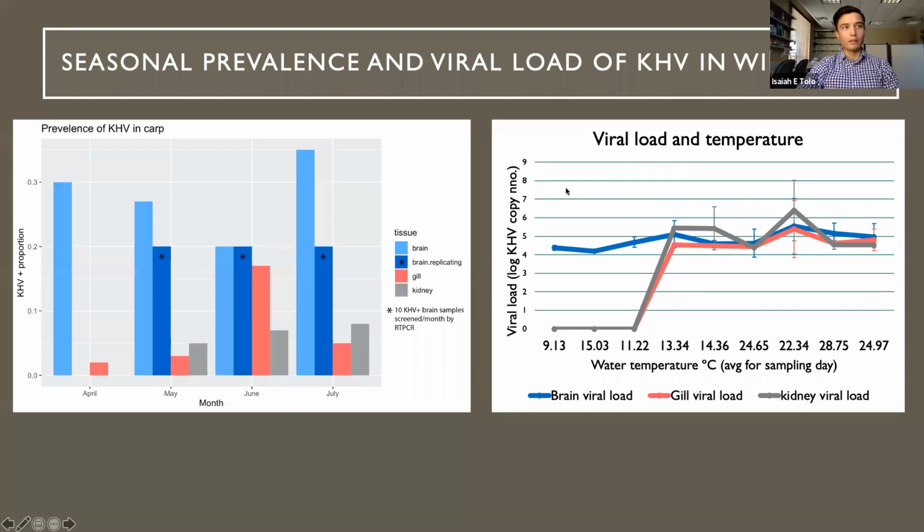And then looking at this chart on the right is kind of looking at the same sort of relationship, but in a different way. So this is the viral load, so the actual number of viruses in the tissue versus the water temperature. And you can see that the viral load in brain stays pretty consistent throughout the summer, but these other tissues seem to spike as water temperature increases. And this is what we would expect, but it's really helpful to understand how the virus is actually working in this population.